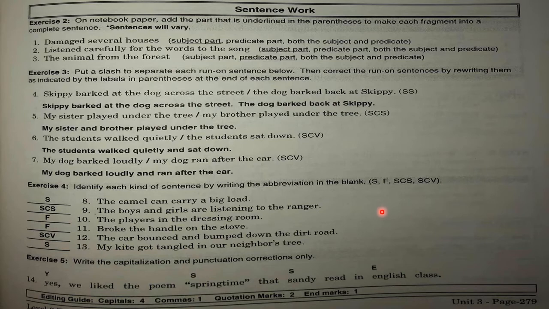Now, exercise 5 is write the capitalization and punctuation corrections only. So, here you have the editing guide. You have 4 capitals. Here, Y, S, again S, and E. So, here, because you have the first word in a sentence, you need to start it with a capital letter, okay? You have the first word in a sentence, you always need to start it with a capital letter. That's the first one. Springtime, okay?